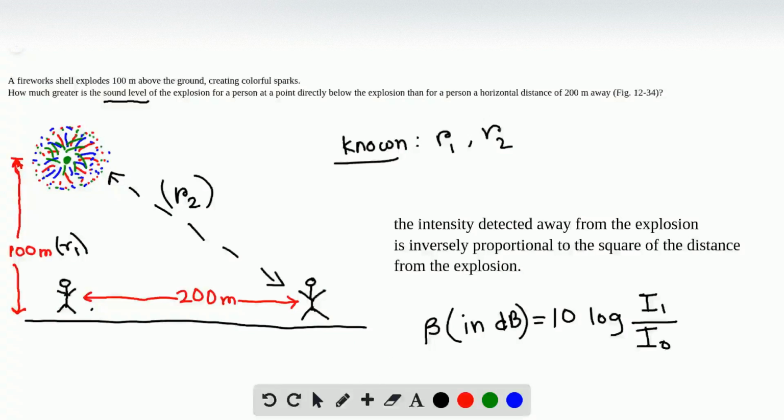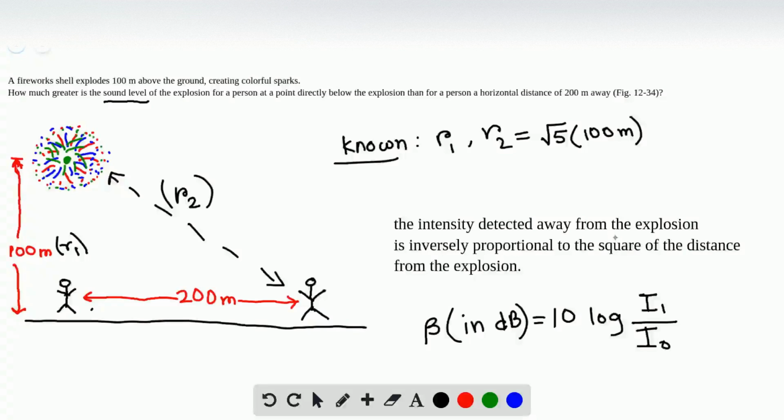So R1 is known, and for R2 this is going to be square root of 5 times 100 meters. And now what we know here is the intensity detected away from the explosion is inversely proportional to the square of the distance from the explosion. What that means is, let's say I1 is the intensity of the closest person, and I2 is the intensity of the furthest person.